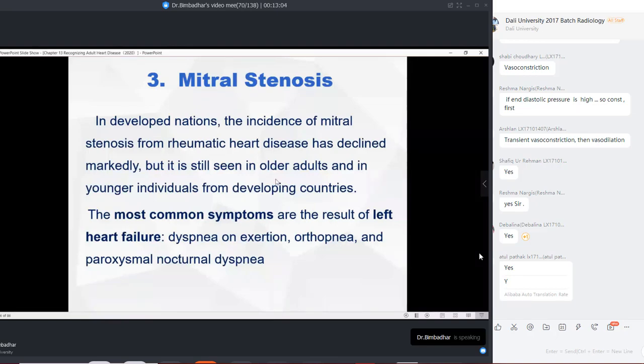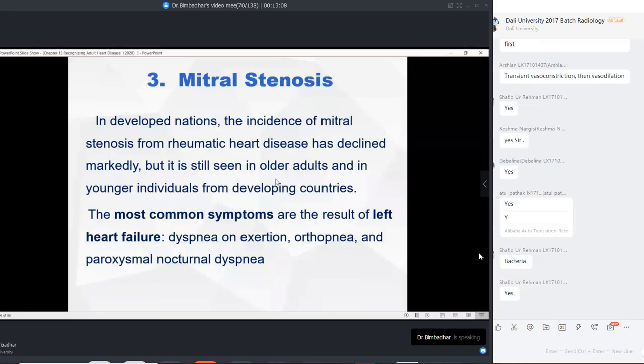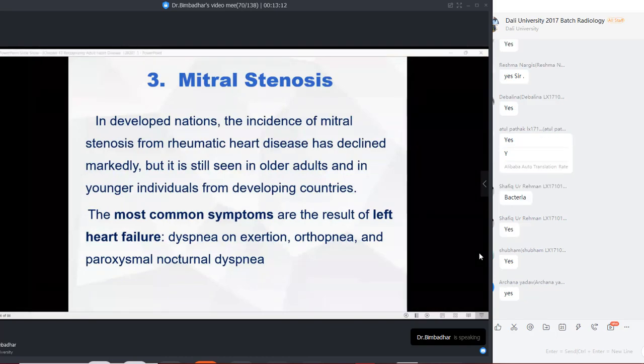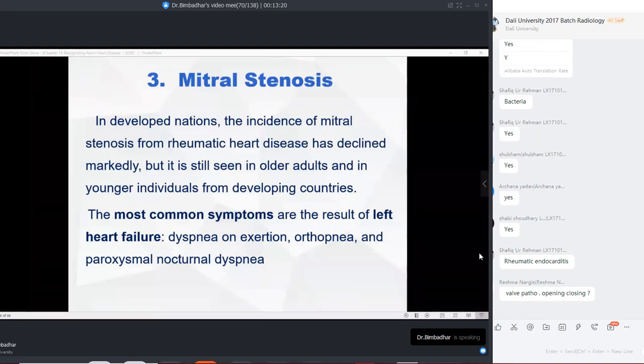Did you learn about rheumatic heart disease pathophysiology? Did you learn about this term before? Rheumatic heart disease. What is rheumatic heart disease? Okay, what is rheumatic heart disease? Endocarditis. That's an interesting answer.